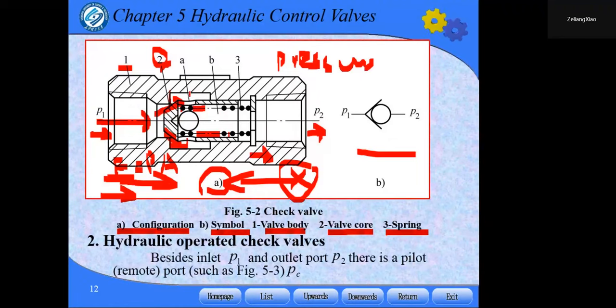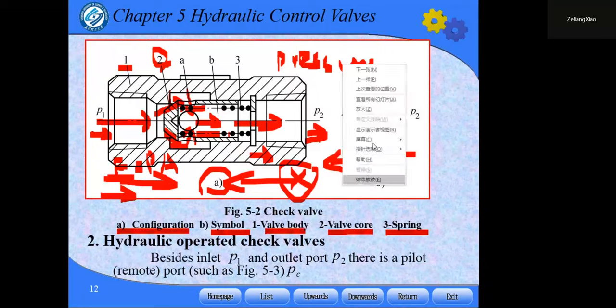Then it can go through this orifice and into the valve, and go through in this direction. Then it can go out. So it can go in this direction, but it can't go in the opposite direction. You can see why it can't.